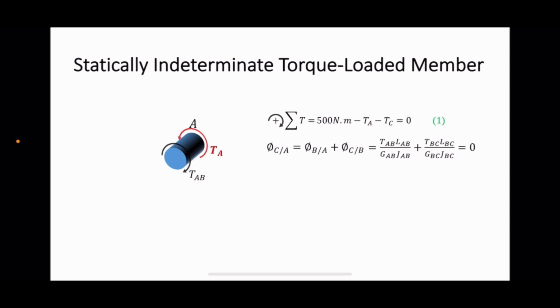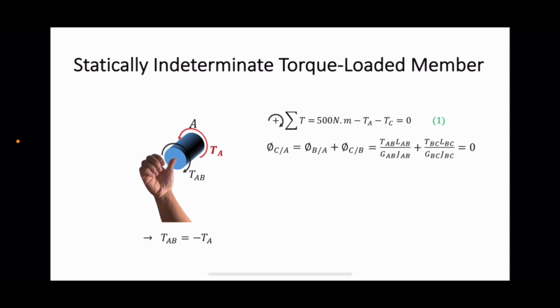We can see right away that the internal torque in segment AB is equal to the unknown torque TA. We will use the right hand rule to determine its sign. As you can see, since my thumb is directed inward to the remaining shaft portion, the side of the internal torque in segment AB will be negative.